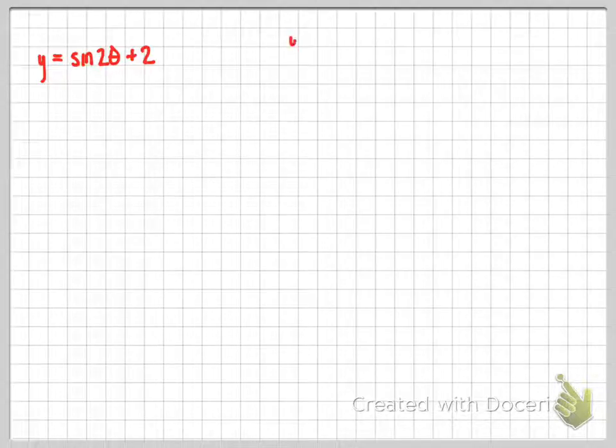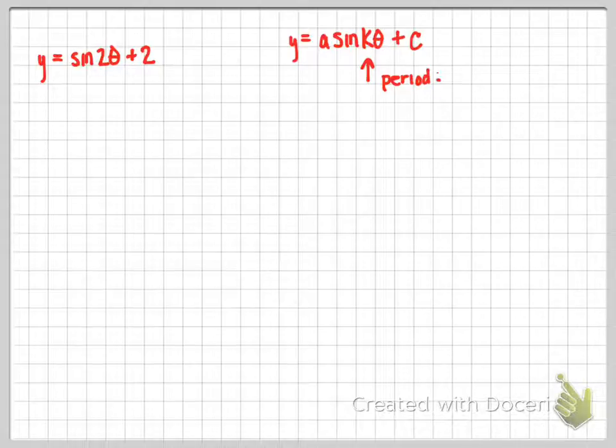So the general form of your sinusoidal function is going to be a sine k theta plus c. And that k value is used to find period. That k value does not represent the period, it's used to find the period. So that k value is what we use to find the period, and to find the period we do 2 pi over k. Okay, so I'm going to take this and I'm going to dissect it a bit before I start.